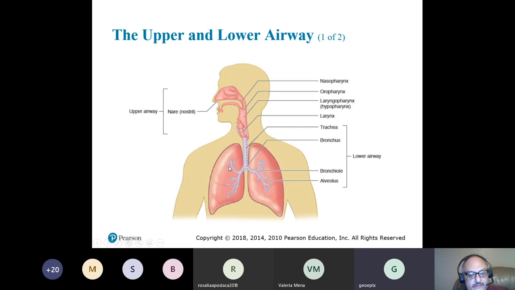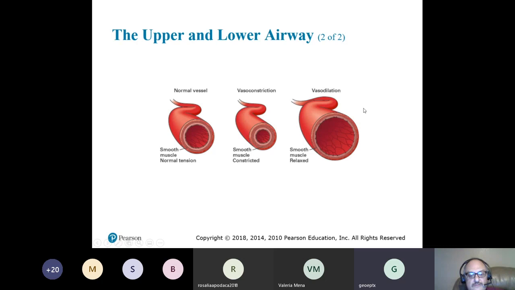Trachea, bronchi, bronchioles, and the alveoli are at the end. So one of the things that happens to smooth muscle, so the bronchioles are smooth muscle, and they can contract and relax. I'm sorry, contract and dilate. Dilation is getting bigger, constriction is getting smaller.